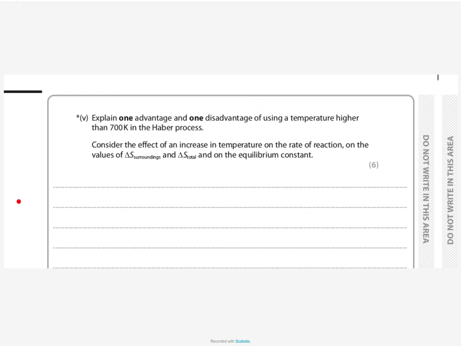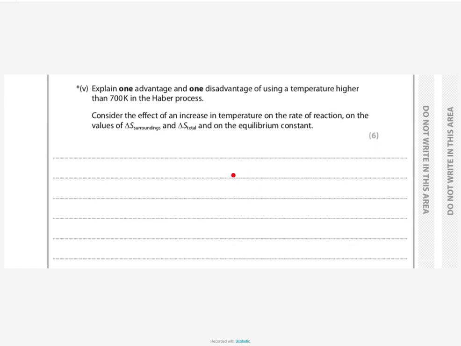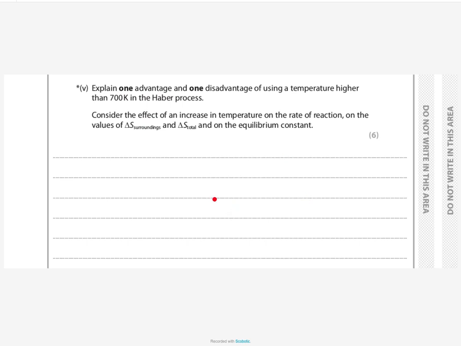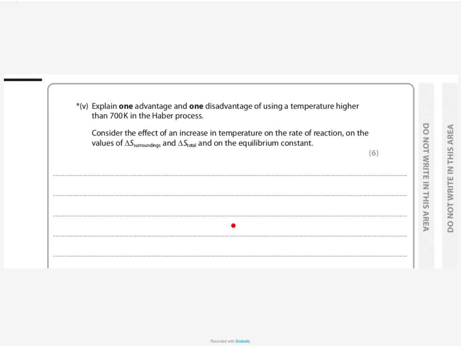So when you increase the temperature, what happens? There will be more molecules with energy higher than the activation energy. First I'll give you the explanation, then I'll give you how to write the answer. Just listen to the explanation first. So when the temperature is increased, there will be more molecules with energy higher than the activation energy. That will result in an increased frequency of collisions. That will give rise to a higher reaction rate. So that's the advantage. Now the total entropy.